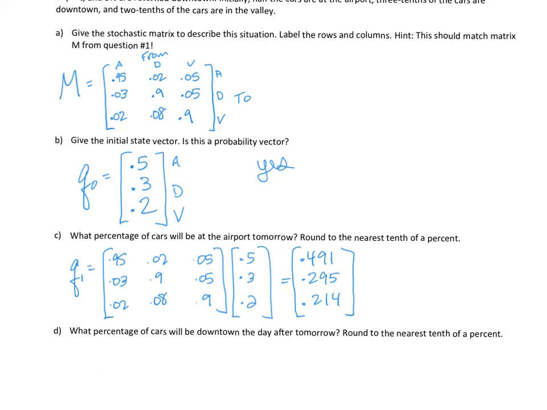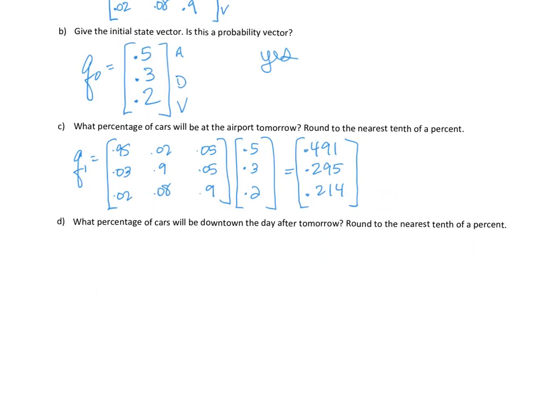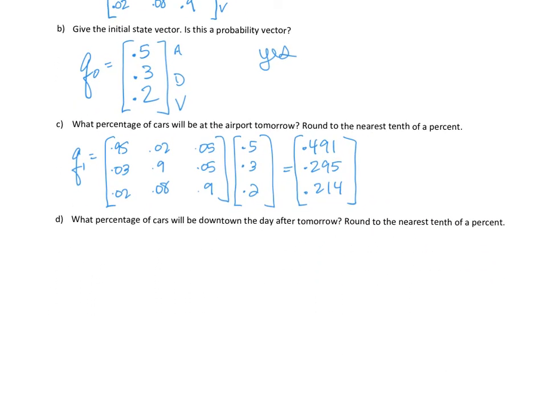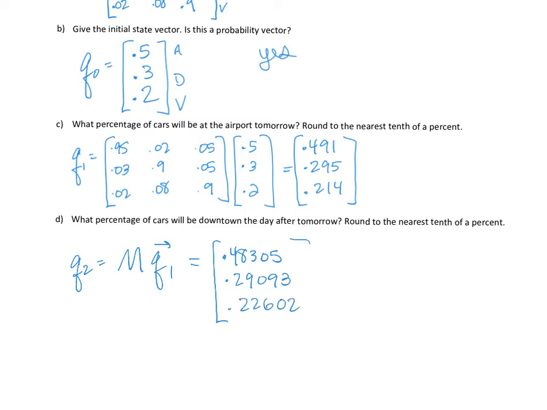Okay, what percentage of cars will be downtown the day after tomorrow? So that's Q2. I'm not going to rewrite that matrix, just call it M times Q1. Do this in my calculator, and you get 0.48305, 0.29093, and 0.22602.